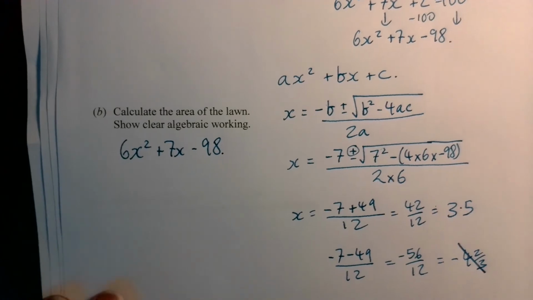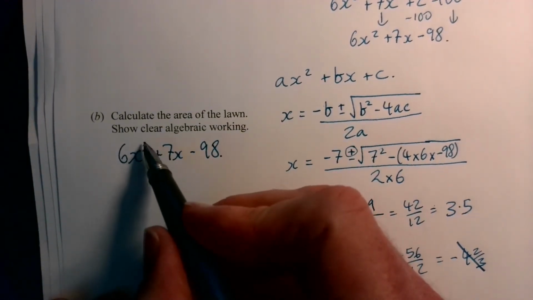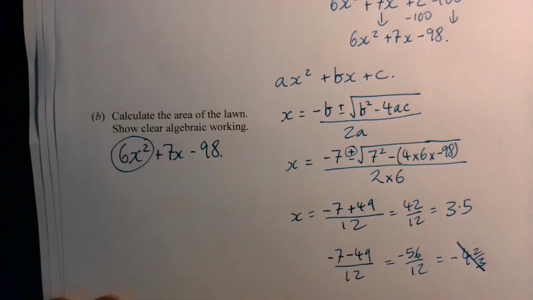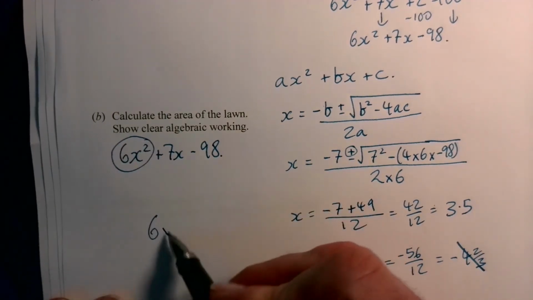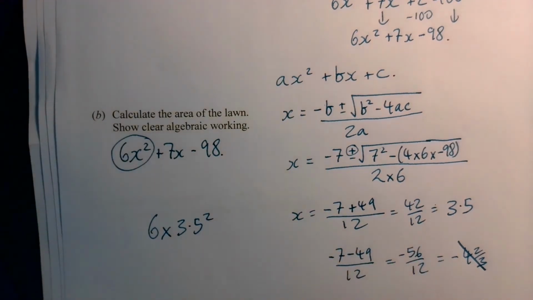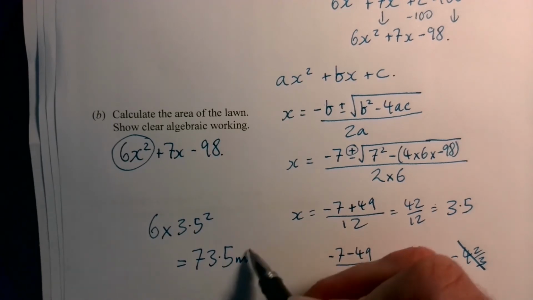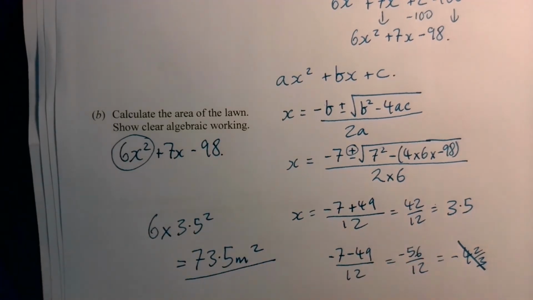So that means that the area of the lawn, if you remember, was 6x squared. So we're going to do 6 times 3.5 squared. 3.5 times 3.5 equals times 6, and you should get 73.5 square meters. Okay.